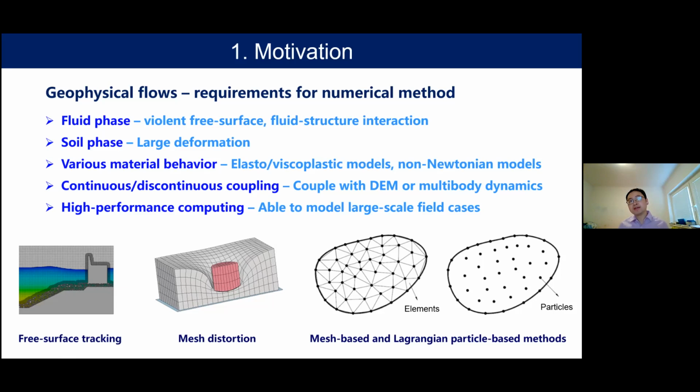And also the method should be able to include various material behaviors to model different kinds of materials, like mud flow, like debris flow, like dry landslide. So we need to use at least a Newtonian model to model water, elastic or viscoplastic models to model the solids, and also some non-Newtonian models to model the continuous phase in the debris flows.